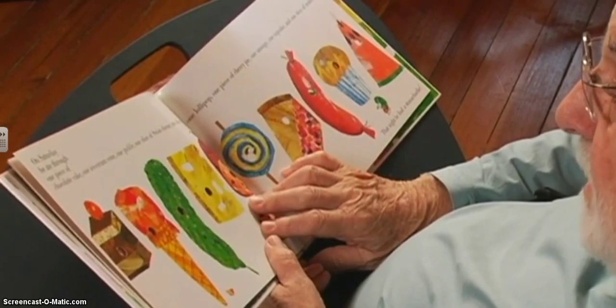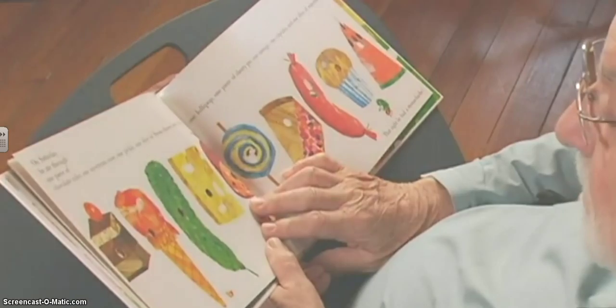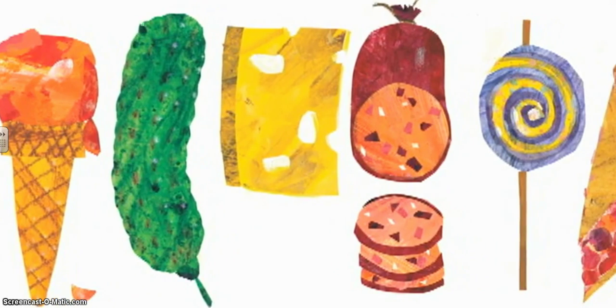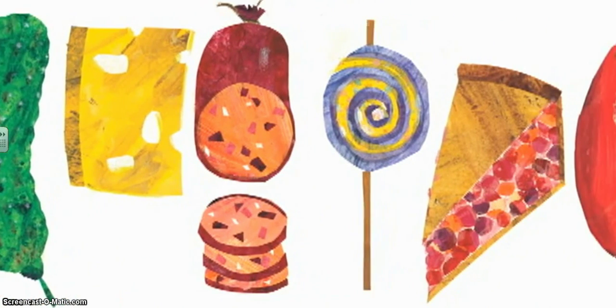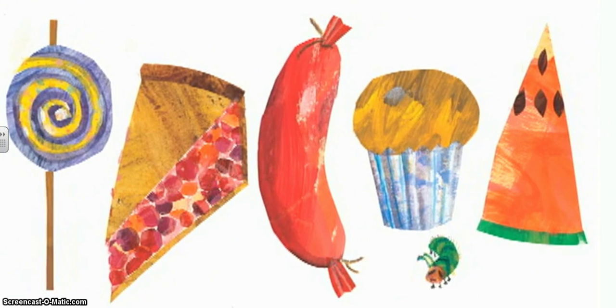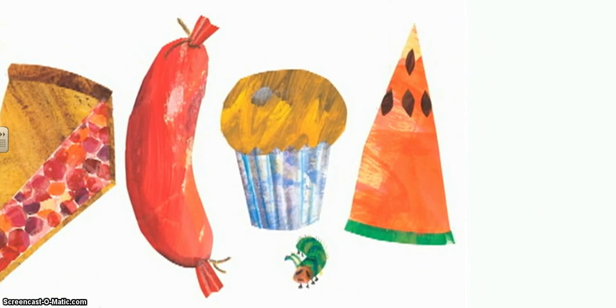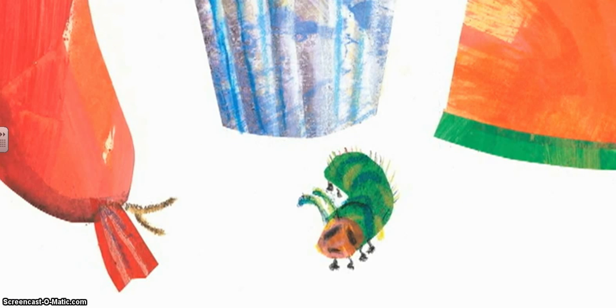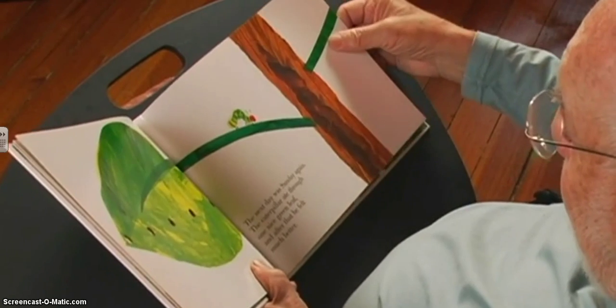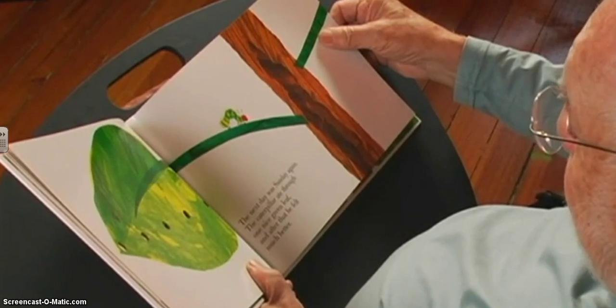On Saturday, he ate through 1 piece of chocolate cake, 1 ice cream cone, 1 pickle, 1 slice of Swiss cheese, 1 slice of salami, 1 lollipop, 1 piece of cherry pie, 1 sausage, 1 cupcake, and 1 slice of watermelon. That night he had a stomachache. The next day was Sunday again. The caterpillar ate through 1 nice green leaf, and after that he felt much better.